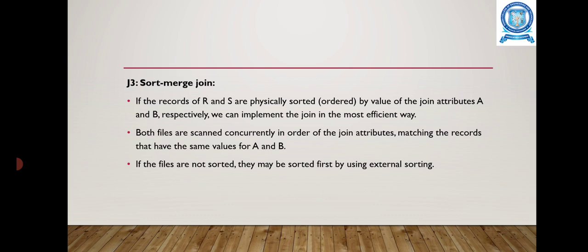Next one is J3, that is sort merge join. If the records of R and S are physically sorted by value of join attributes A and B respectively, we can implement the join in the most efficient way. Both files are scanned concurrently in order of the join attribute, matching the records that have the same value for A and B. If the files are not sorted, they may be sorted first by using external sorting. This method is slightly modified in cases where A and B are not key attributes.